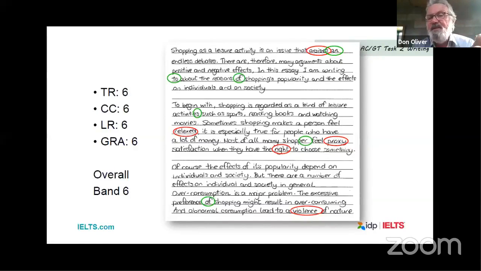This person is a very typical band 6 in writing. This person may, in fact, get a better score in speaking because, of course, we don't have to assess anyone's spelling. But their use of those grammar errors will also affect their speaking score.